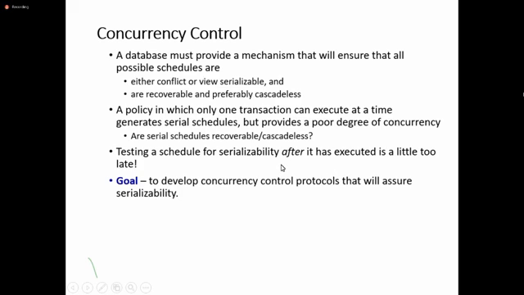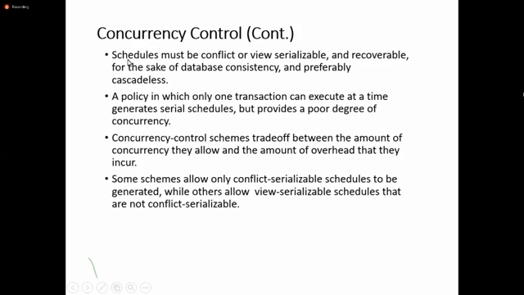Testing a schedule for serializability after it has executed is a little too late. The goal is to develop concurrency control protocols that will assure serializability. In the next chapter we are going to study concurrency control. The schedule must be conflict or view serializable, and recoverable, for the sake of database consistency, and preferably cascadeless.